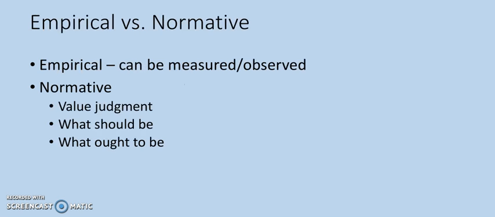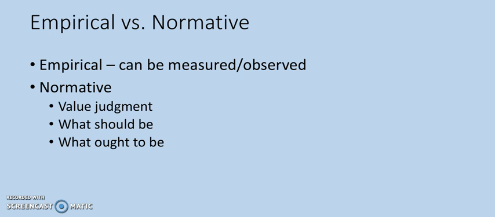The next thing I want to talk about is this word empirical, and being able to distinguish between an empirical statement and something normative. So something empirical is something that can be measured or observed. And that's what we're focusing on in this class. That's what researchers care about, which is different from a normative statement that is a value judgment, that talks about what should be, what ought to be.